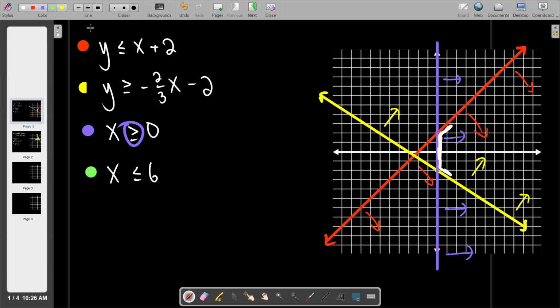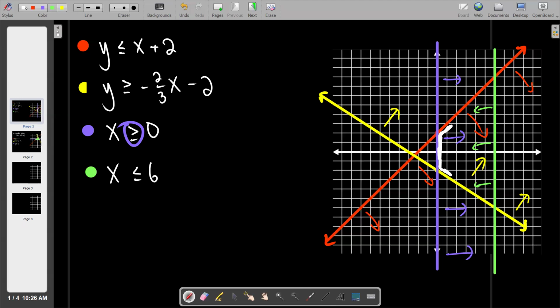X is less than 6 means the vertical line. So, good job. So we're going to go right 6, 1, 2, 3, 4, 5, 6, and we're going to graph a vertical boundary like this. And where will the shading come off of that boundary? Good job. Back to the left this time, because less than means things get smaller. And horizontal numbers obviously get smaller when you go to the left.